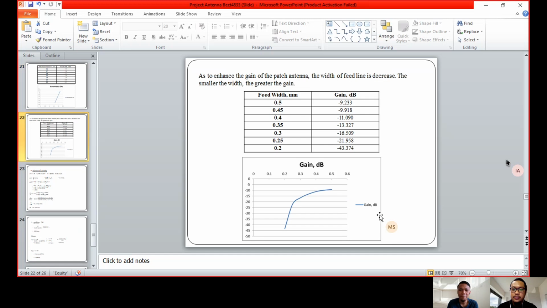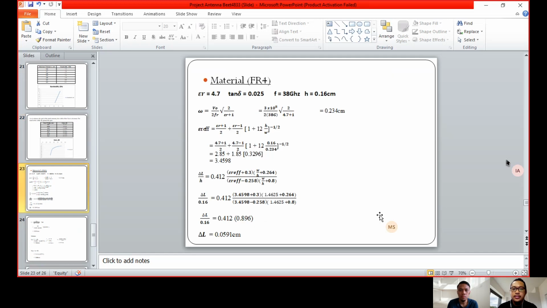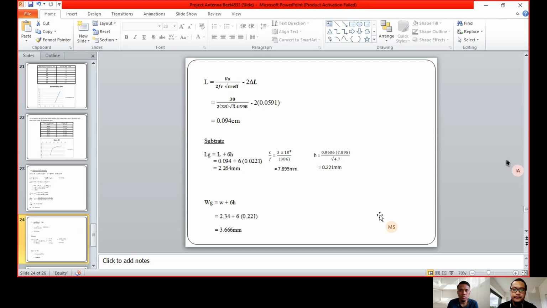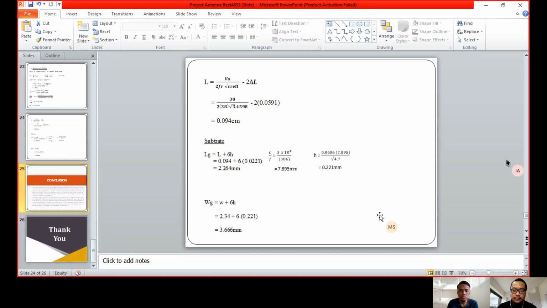To enhance the gain of the patch antenna, the width of the feed line is decreased. The smaller the width, the greater the gain. So this is the graph that we produce from the data. This is the calculation for the material FR4. We use epsilon R equal to 4.7. The tan delta is 0.025. The frequency we use is 38 gigahertz and the height is 0.16 centimeters. This is the continuation of the calculation.